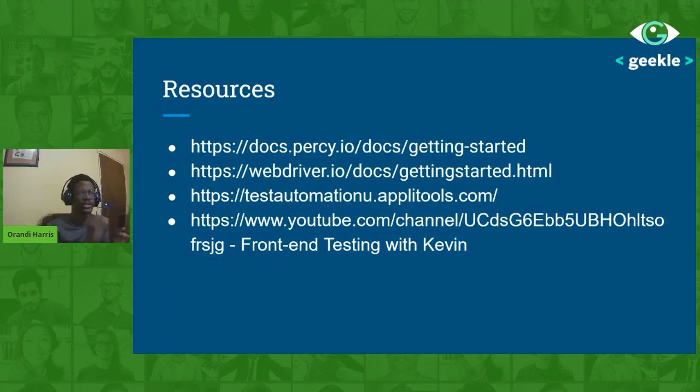Also, WebDriverIO has different pages for different versions of the framework. So if you're using version 5 or version 6 or whatever version you're using, they have documentation listed out for it, and it's really easy to read and really easy to get into. Test Automation U is another site that you can also use to learn about how to use WebDriverIO, go into more detail than I went into today, and learn more about it.